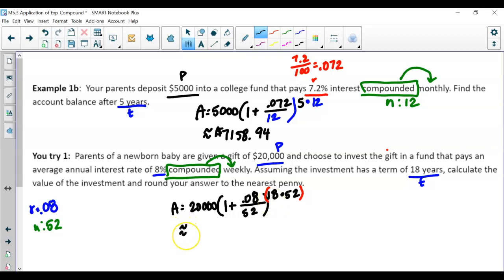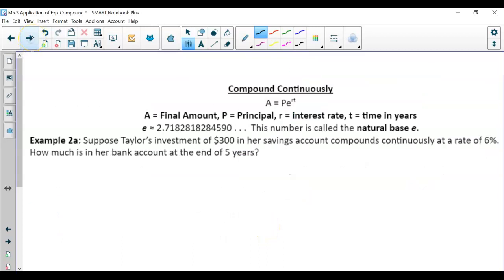Otherwise, you should get that the final amount after 18 years, right, is $843,205.59. So now there's also what we call compound continuously. So if we see compound continuously, this is now a separate formula.